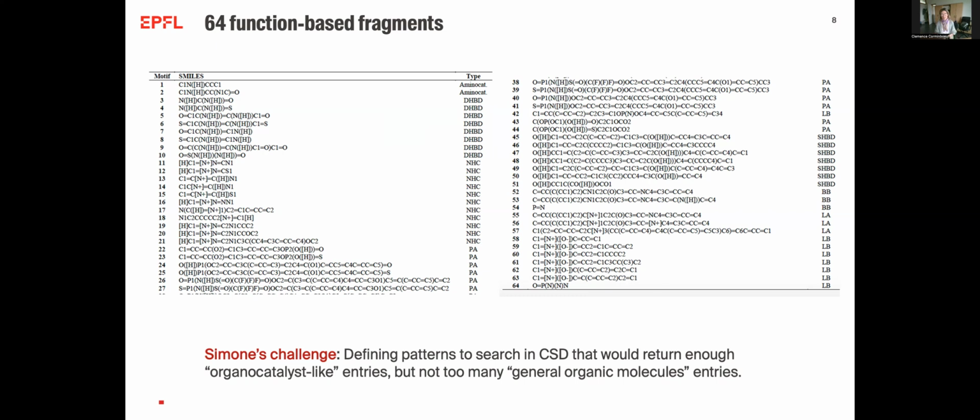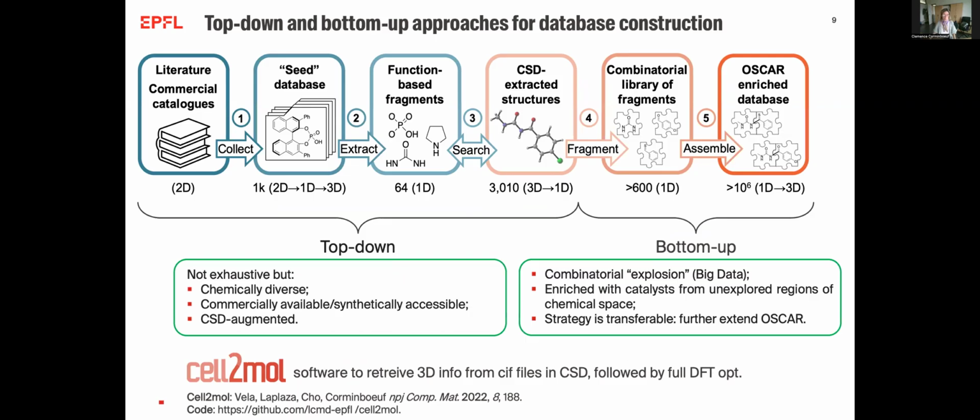And this was, again, an effort that is based on human intelligence and not on artificial intelligence. We were not able really to find a good way to do it using artificial intelligence, and Simone actually did it better. Once he had the 64 fragments, he could search these catalytically active fragments in structures that come from the existing CSD repository, the Cambridge Structural Database, regardless of whether the structures were known as organocatalysts or not.